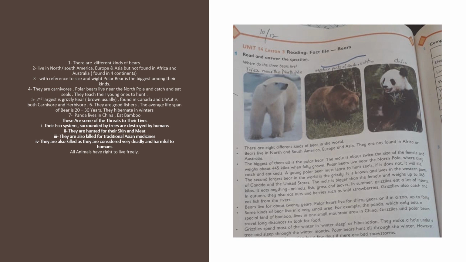The second largest bear in the world is the grizzly. It is brown and lives in the western parts of Canada and the United States. You might have seen some kind of bears in Pakistan too. So they are not called grizzly bears, although they have some similarities to the grizzly bear. In Pakistan they are not called grizzly bears. So where are these grizzly bears found? They are found mostly in Canada and in the United States, the USA.